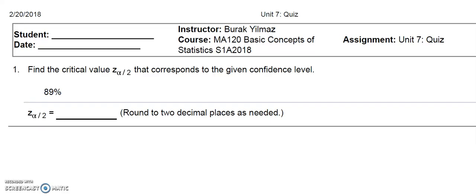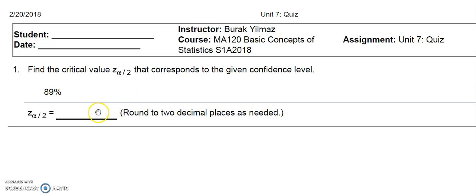Okay, so this is quiz 7. This is the first question. Find the critical value for z that corresponds to the confidence interval 89%. So this is two-tailed, and the confidence interval is 89%. So both tails together are 11%, right? 1 minus 89%. So then one tail would be half of 11%, which is 5.5%.